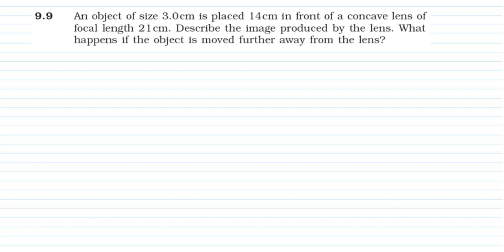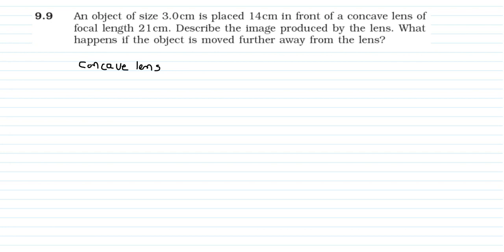Next sum 9.9. An object of size 3 centimeter is placed 14 centimeter in front of a concave lens. Okay, that means here you have a concave lens of focal length 21 centimeter. Describe the image produced by the lens. What happens if the object moves further away from the lens?